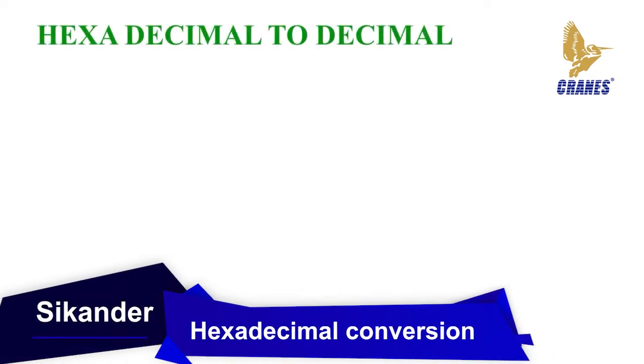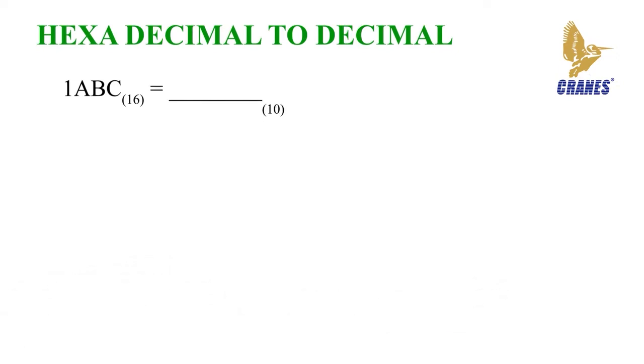Let's now look at the conversion from hexadecimal to decimal. So let's take a number which is in hexadecimal. I'll take the number 1ABC whose base is 16, which has to be converted into a decimal number. So the process remains the same. First we'll take this C, which will be multiplied with the power 16 power 0. Next is B into 16 power 1, plus A into 16 square, plus 1 into 16 cube.